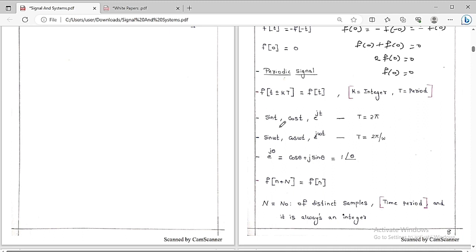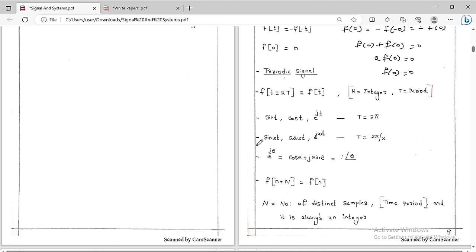So what is the meaning of this? Just substitute t plus 2 pi, and what are you going to get? Sin of t plus 2 pi is nothing but sin t. Similarly, cos of t plus 2 pi is nothing but cos t. Similarly, e to the power of j times t plus 2 pi, if you simplify, we again get e to the power of jt. Therefore, T is equal to 2 pi. So for sin t, cos t, and e to the power of jt, the time period is 2 pi.